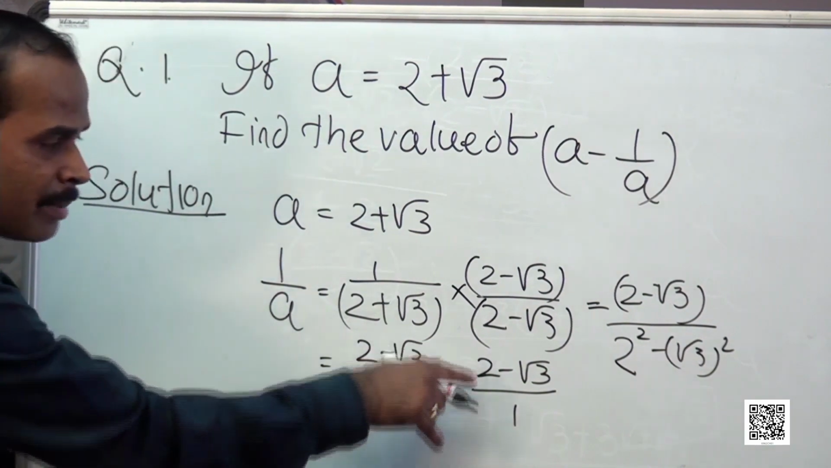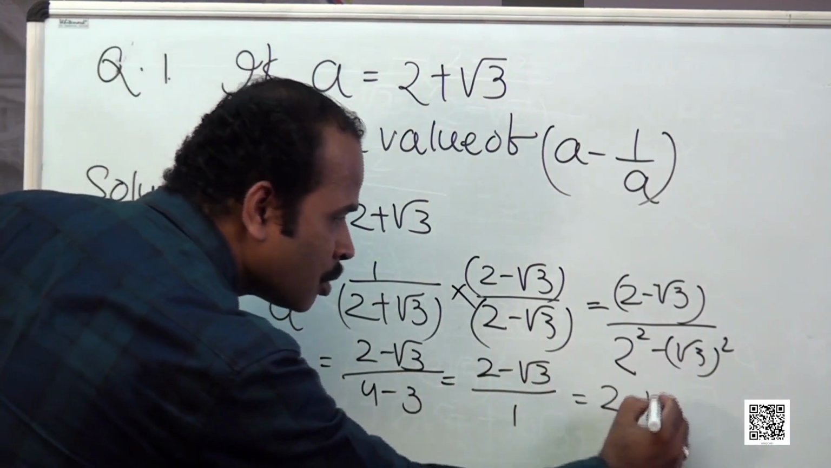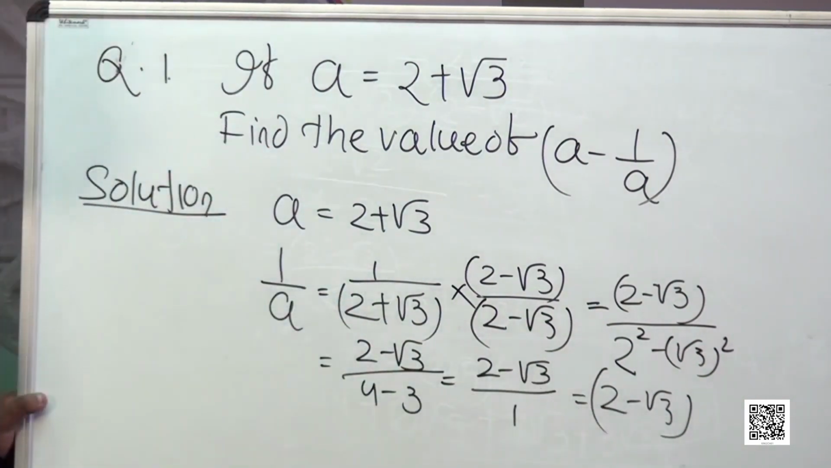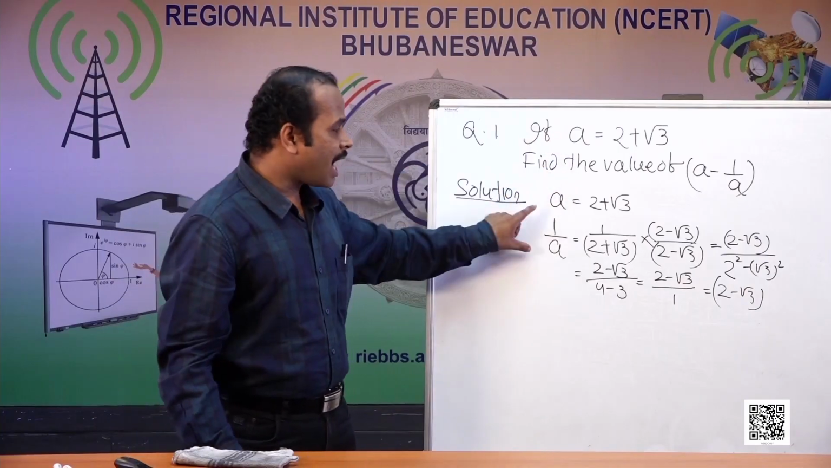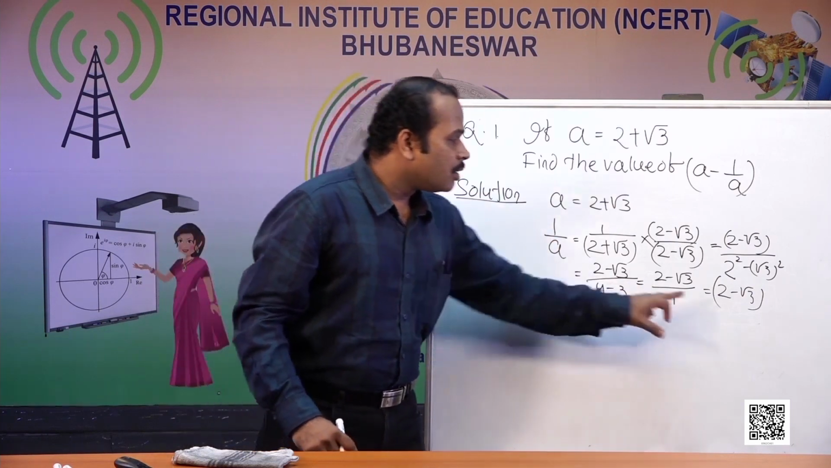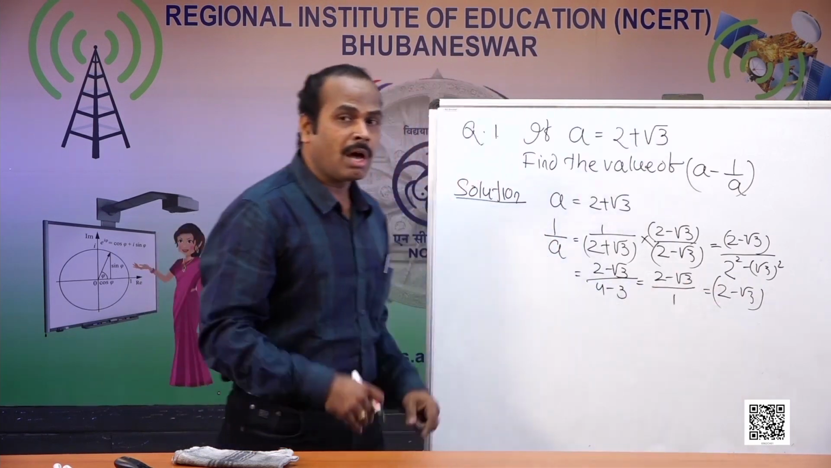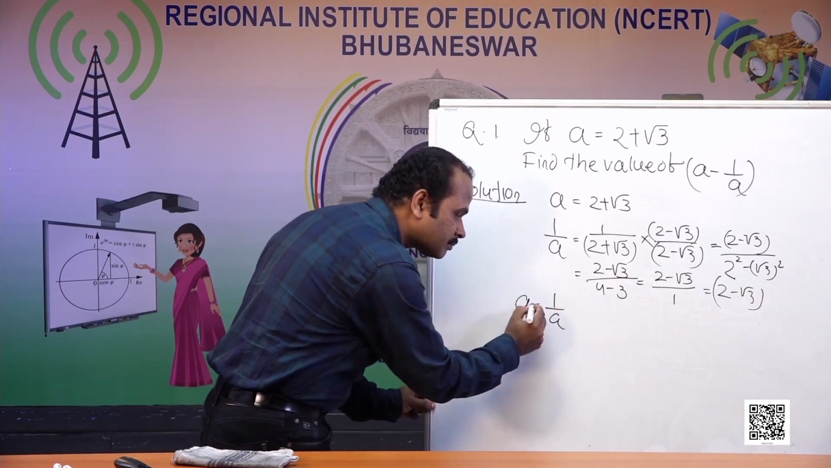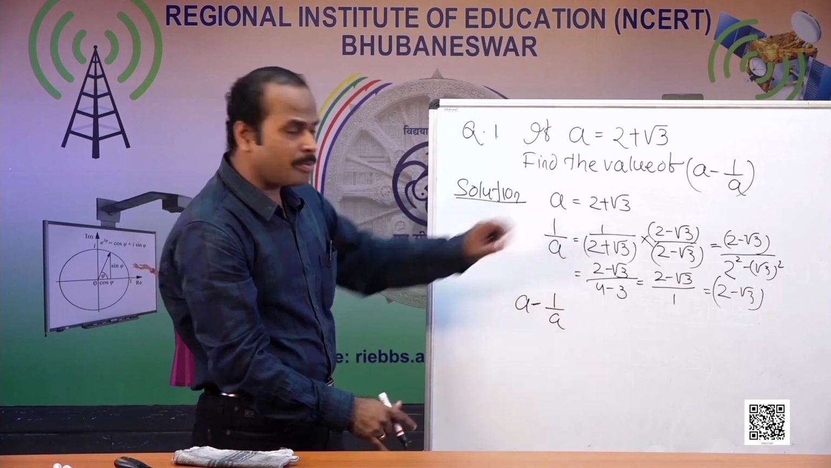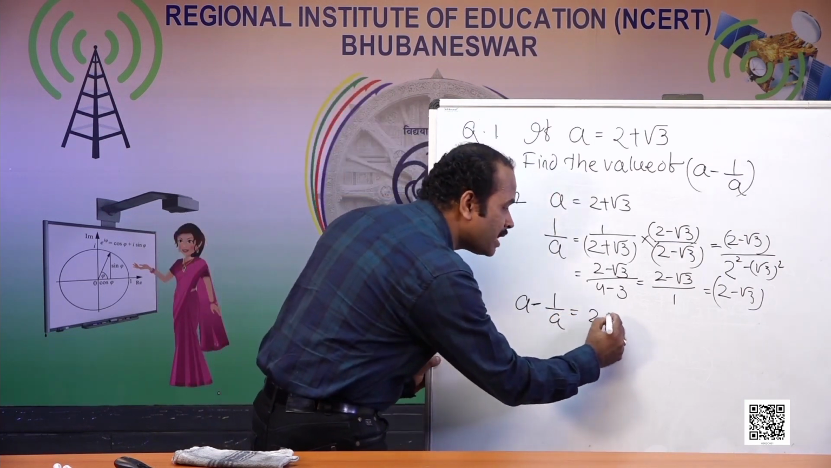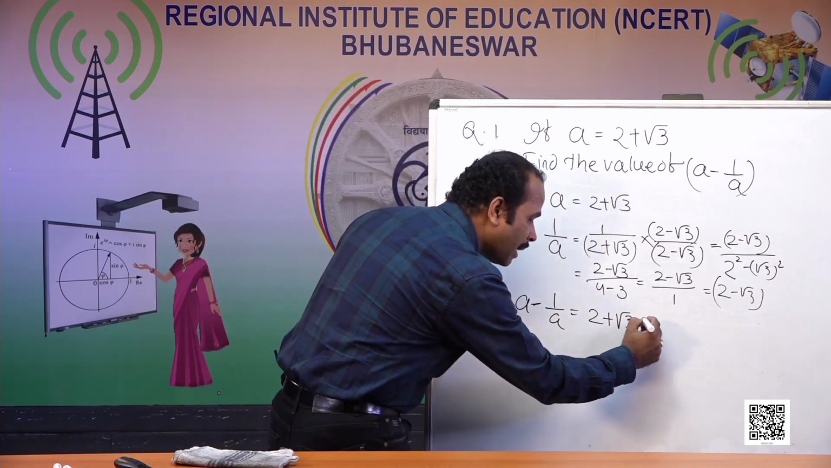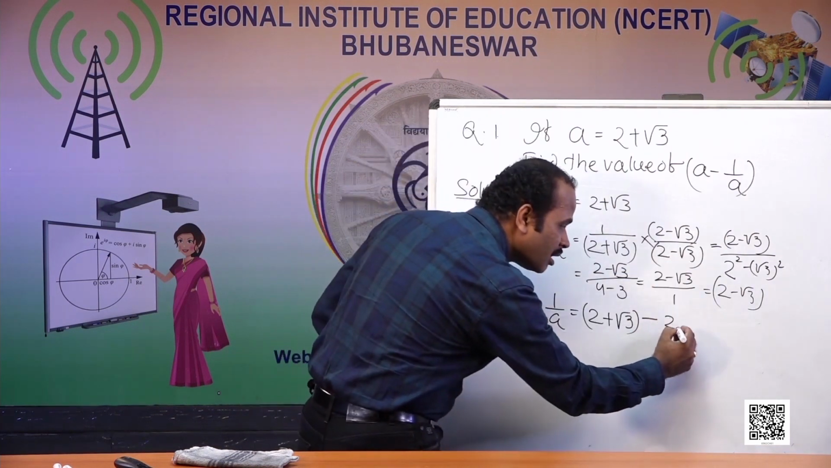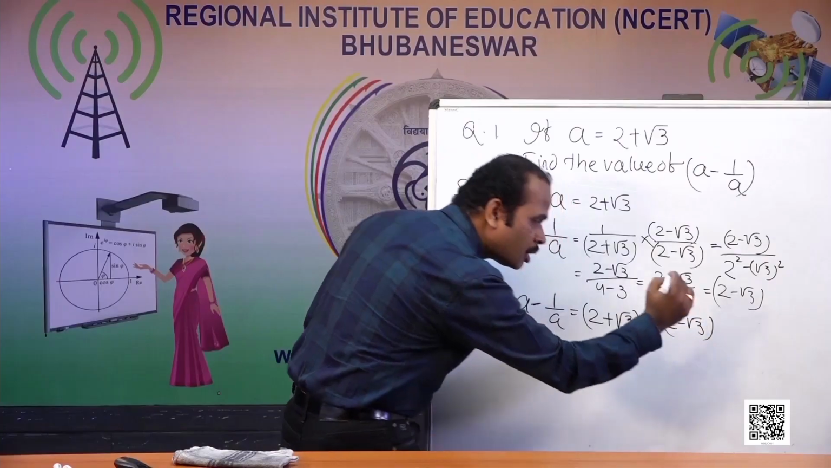Something divided by 1 is the same number, so 2 minus root 3. Now I got 1 by a becomes 2 minus root 3. Now I have to find a minus 1 by a. The value of a is already given to me. Let me take a as 2 plus root 3, minus 1 by a, which is 2 minus root 3. So I will take it as 2 minus root 3 within brackets.